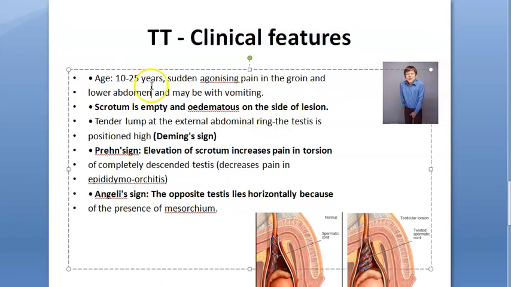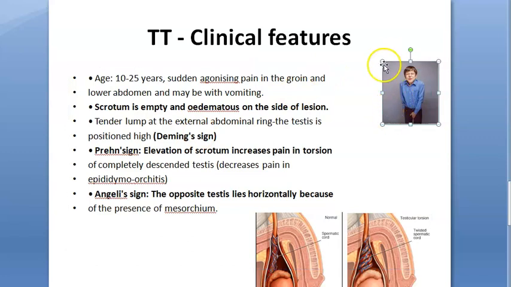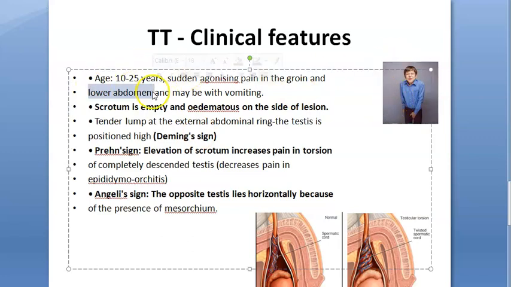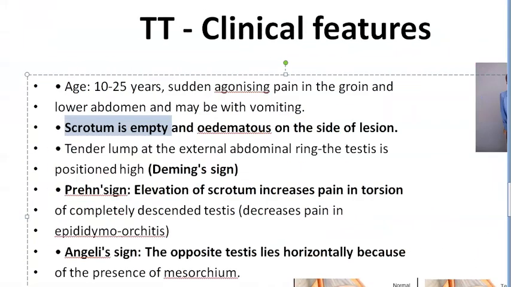Okay, clinical features. There will be sudden agonizing pain in the groin and lower abdomen in pubertal boys or even up to 25 years, and they may have vomiting. Remember, they can have just pain in the lower abdomen or groin. Groin is where your abdomen ends and your thigh begins, right? The scrotum is empty and edematous on the side of the lesion.